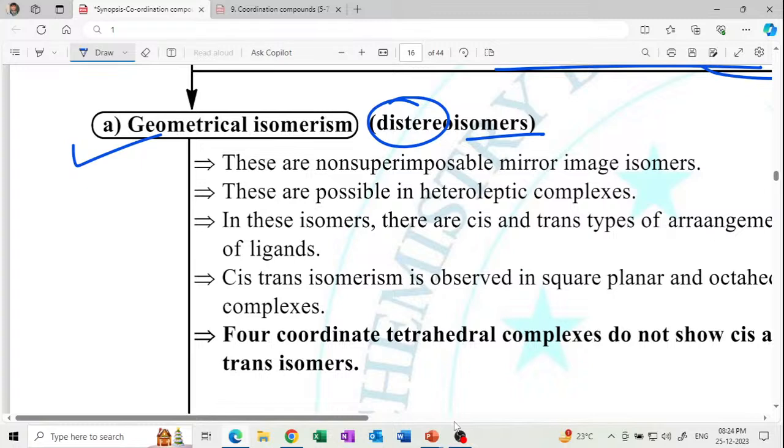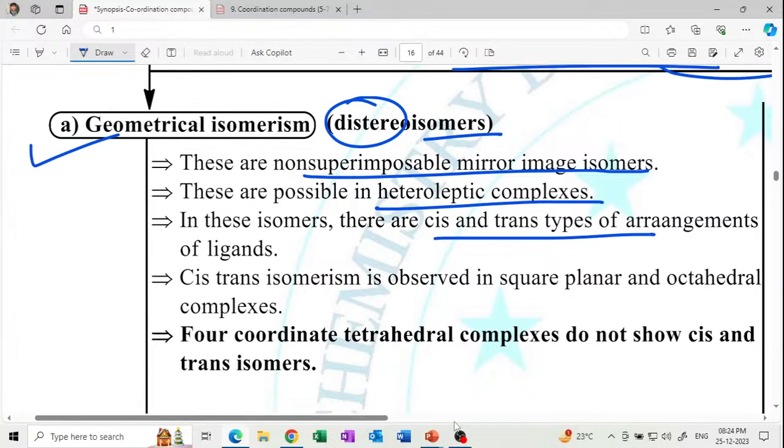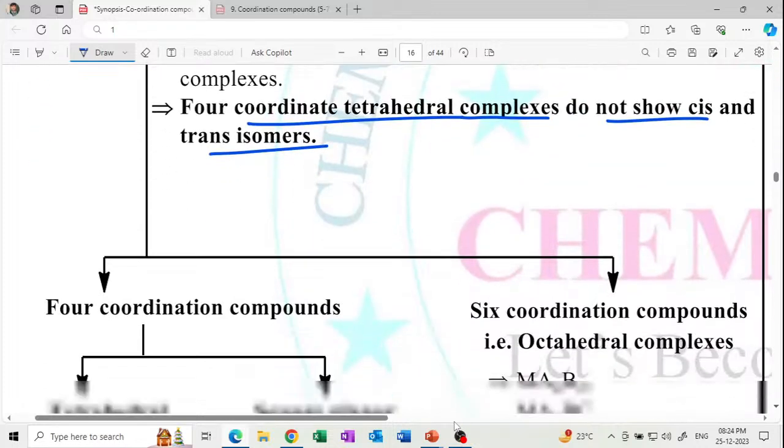Geometric isomers are diastereomers, these are the non-superimposable ones, possible in the heteroleptic complexes. Cis and trans type of arrangement. Cis isomerism is observed in square planar and octahedral complexes, but 4-coordination tetrahedral complexes do not show the cis and trans isomers. So this is for geometric.